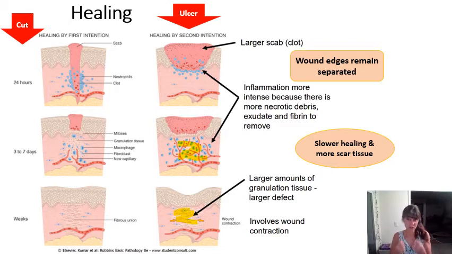That means a larger defect in the final product. We've got slower healing, more scar tissue, and the wound will eventually contract underneath the epithelial tissue. It's just going to take a much longer time to happen. So this is healing by second intention, which mine isn't finished.